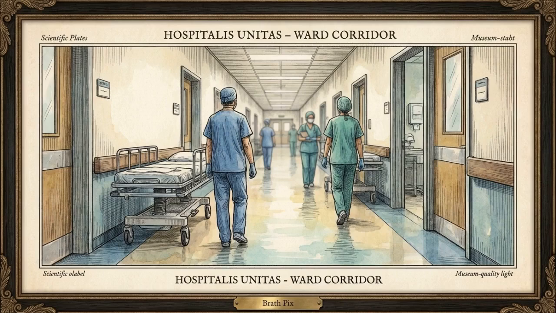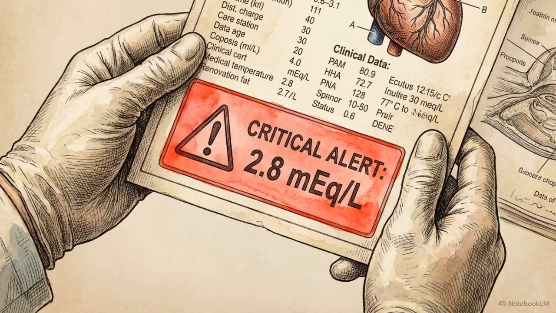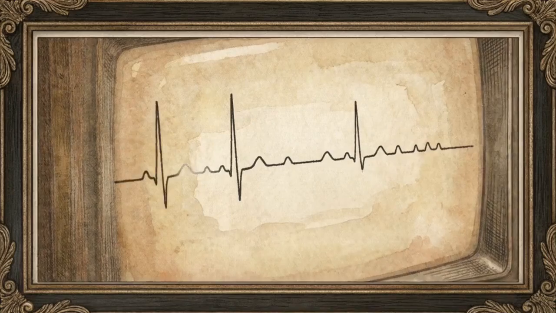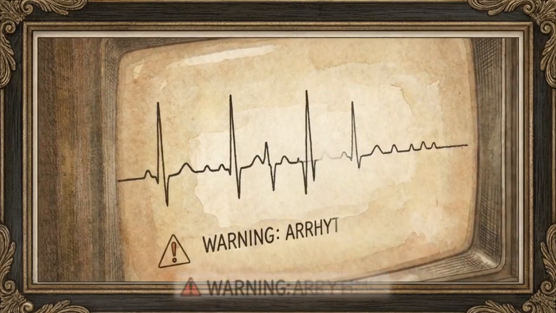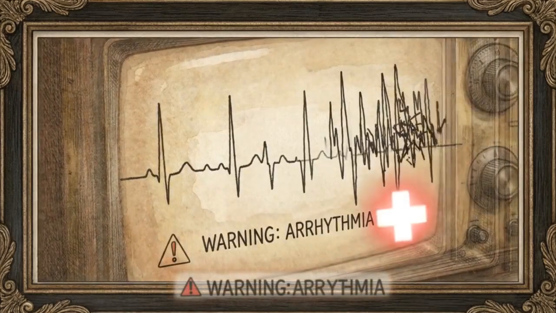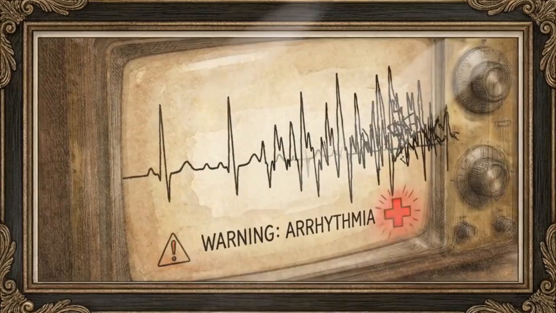A newly admitted patient comes onto the ward, and their lab report shows a suddenly low potassium level of 2.8 milliequivalents per liter. If we misidentify the cause of this deficit, or if we replace the electrolyte incorrectly, we risk triggering a fatal cardiac arrhythmia.